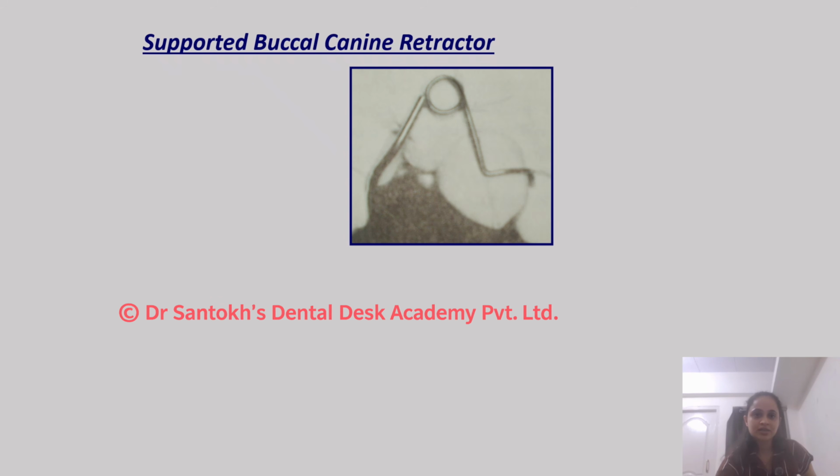Next is the supported canine retractor. The design is similar to your self-supported canine retractor. What will be the difference? This will be made up of thinner gauge wire. So if it is made up of thinner gauge wire, it is not capable of supporting itself.